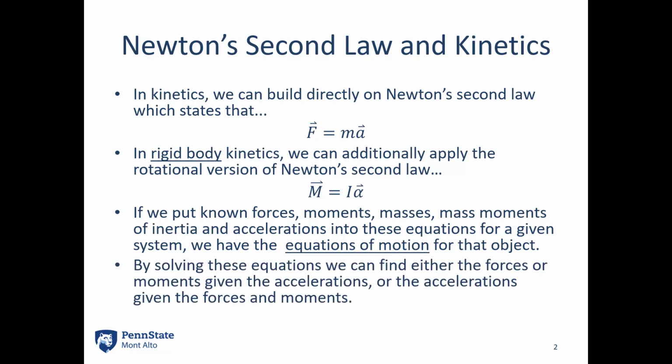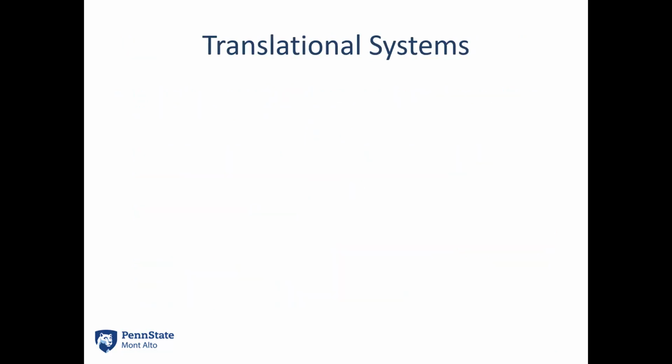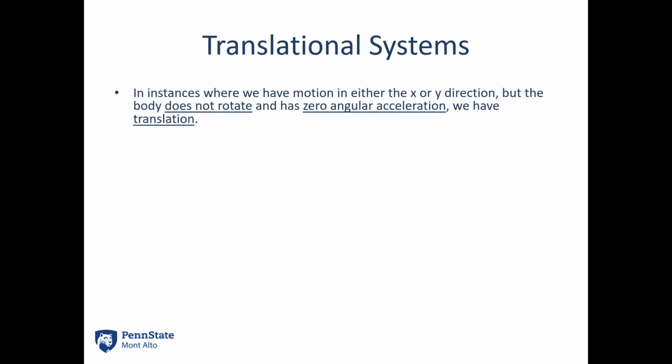By solving these equations, we can either find forces and moments given accelerations, or find accelerations given forces and moments. With translational systems, which is what we're talking about here, we have an object that is going to have linear accelerations, but zero angular acceleration. So this is going to be a good starting point for our systems.